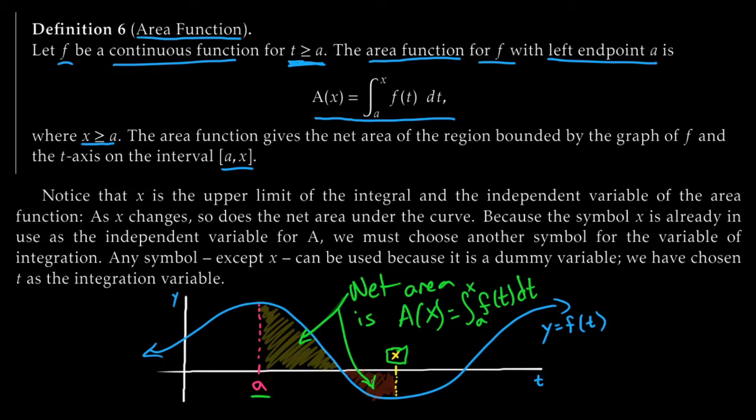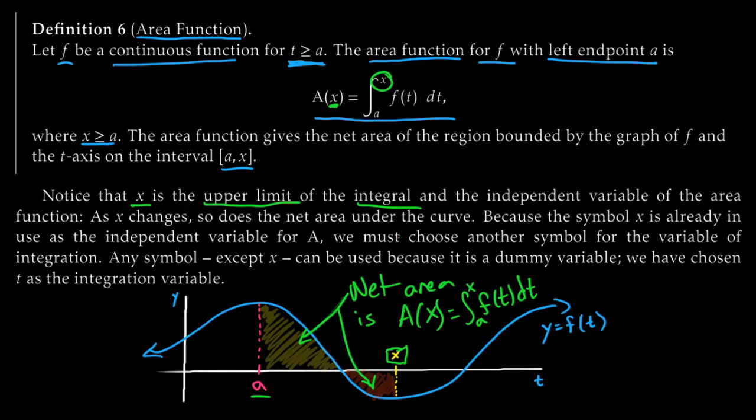So area functions. Basically think of x as a slider. As you move it over, you get different net areas. One thing to notice here that might throw some people off is that x is the upper limit of the integral. It pops up right up here. And the independent variable in the area function is the same. So x is both the upper limit and the independent variable. As you change x, so does the net area under the curve change.